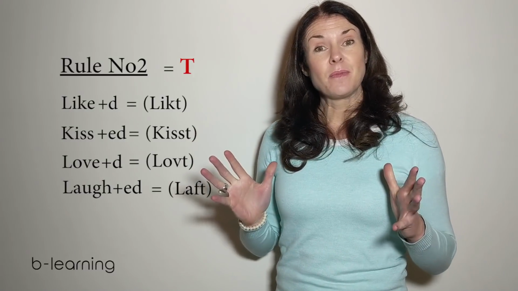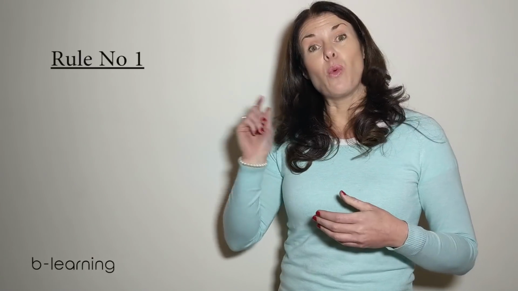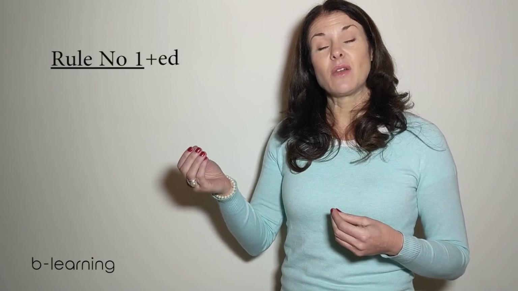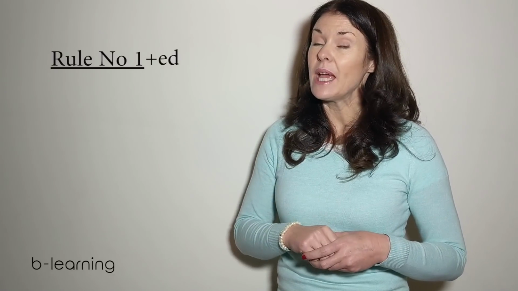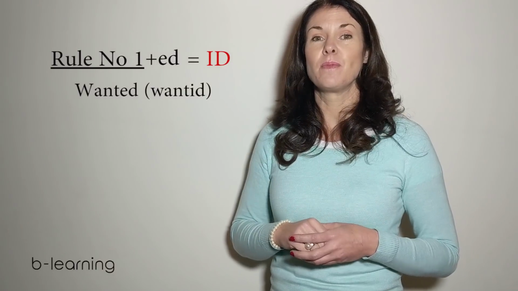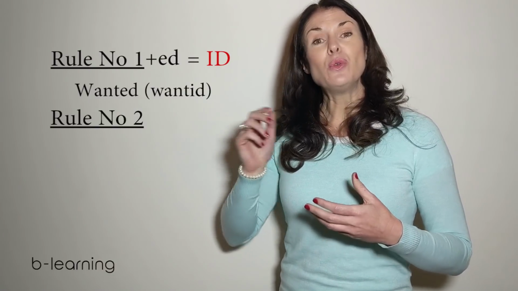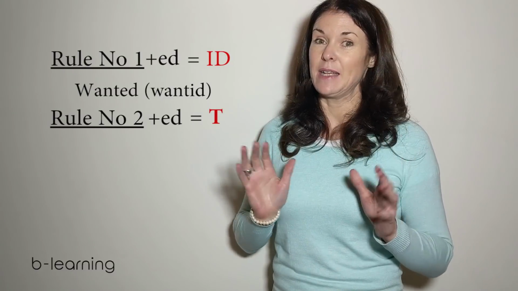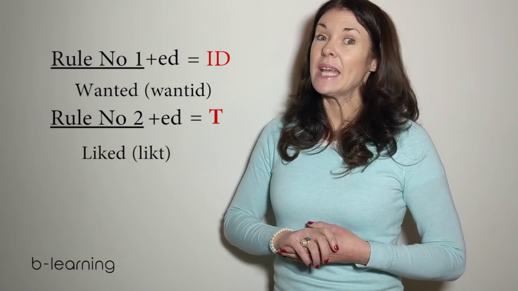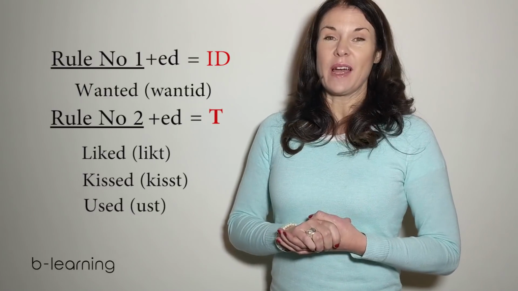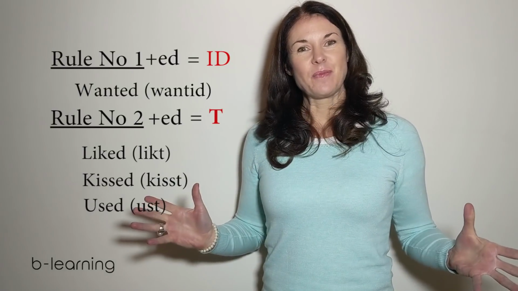Alright, so that is essentially it. We have rule number 1, we add the past tense, we have a second syllable, and the sound becomes id, wanted. In our rule number 2, we add the past tense and the sound becomes t, liked, kissed, used. Alright, so that is it.